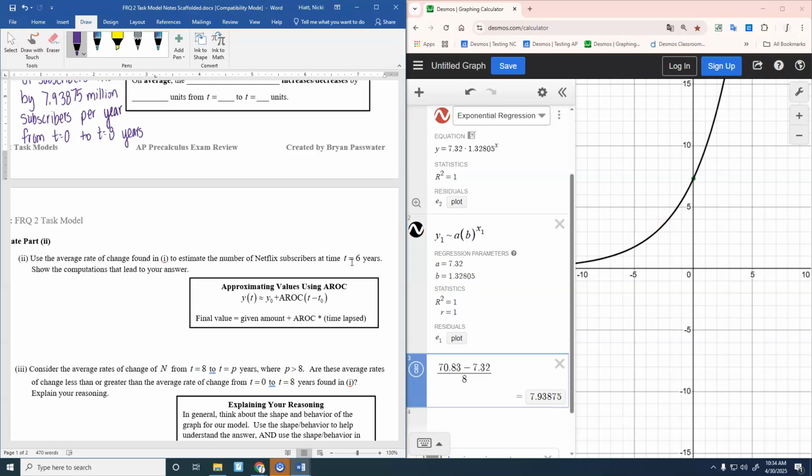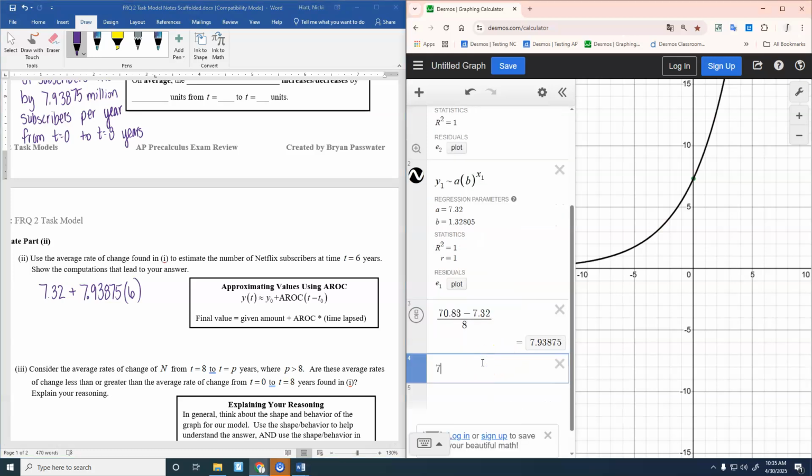But what we're doing is, average rate of change is how much it goes up each year, right? So if we want to know t equals 6, well, at 0, we had 7.32 million subscribers, plus our average rate of change was 7.93875 million subscribers per year. And it's going to go up that much each year for 6 years, right? So that'll be times 6 right there. And then you want to write that down, show what you're doing right there.